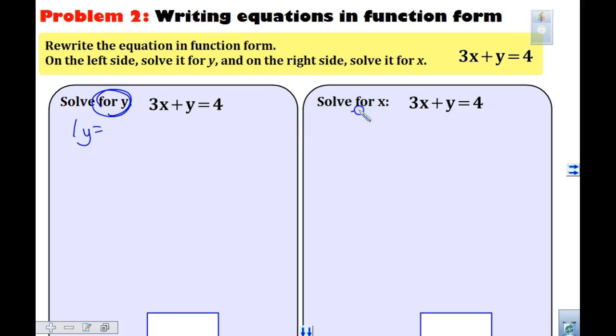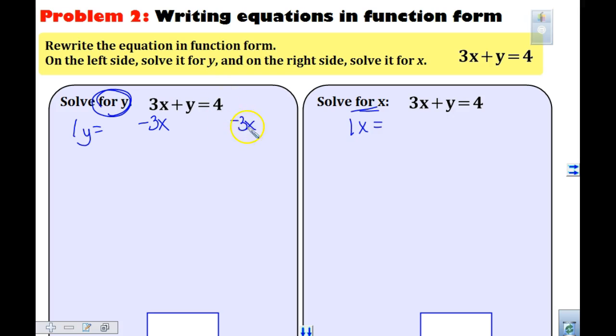Over here, we're solving for x. I need 1x equals. So one problem, doing it 2 different ways, getting 2 solutions. In the first one, how do I get the y by itself? Subtract 3x. But do not put the 3x below the 4. Put it way back here, right?